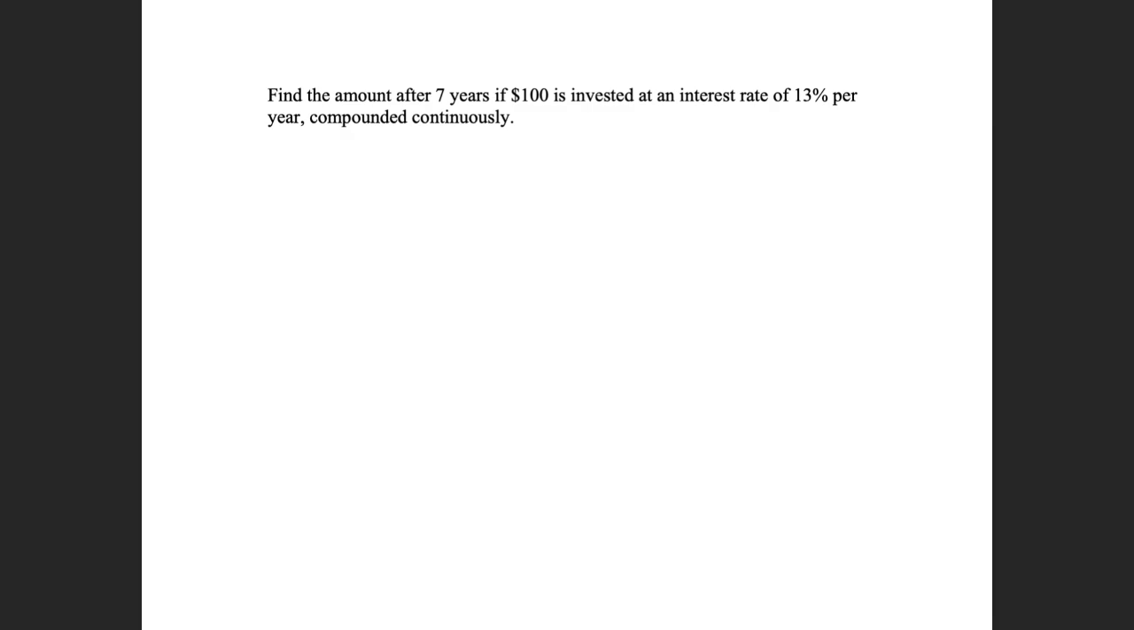So if I gave you a problem like this, I said, find the amount after 7 years if $100 is invested at an interest rate of 13% per year compounded continuously. Okay, so I'm going to use the PERT formula. Compounded continuous, think PERT. So I start with $100, E, and then raise to the 0.13 times 7 years. So that's it. That's my whole formula there.